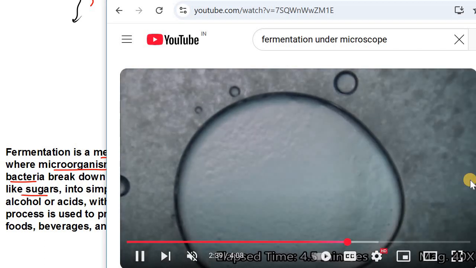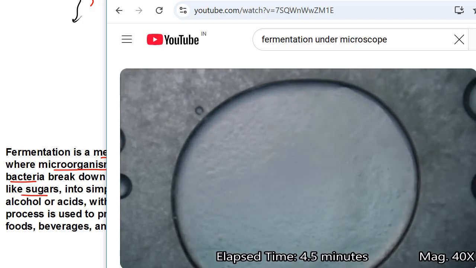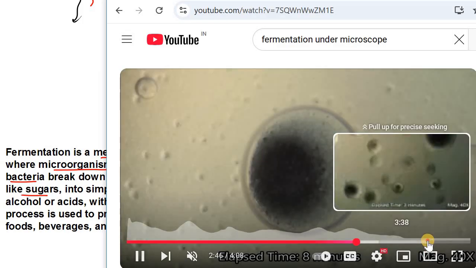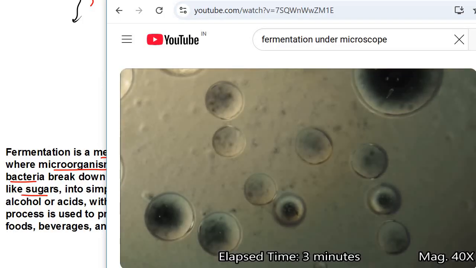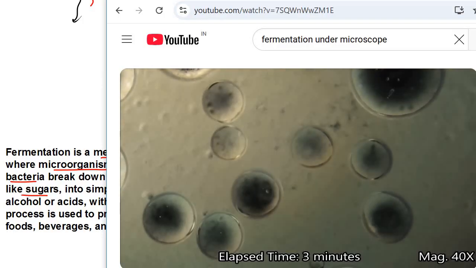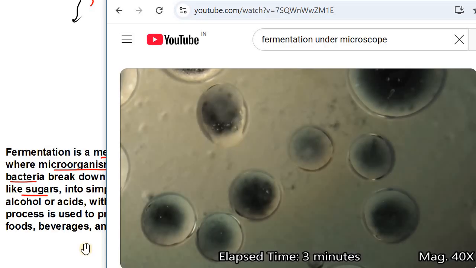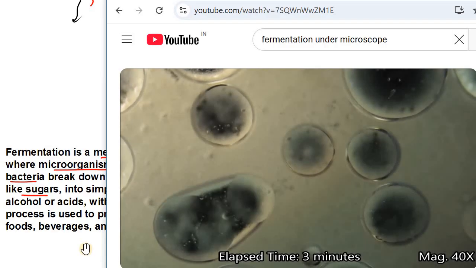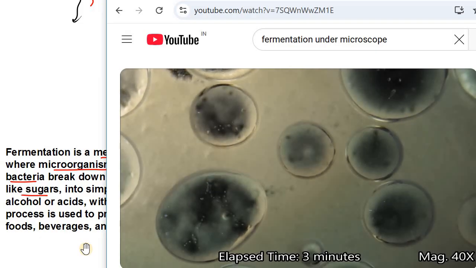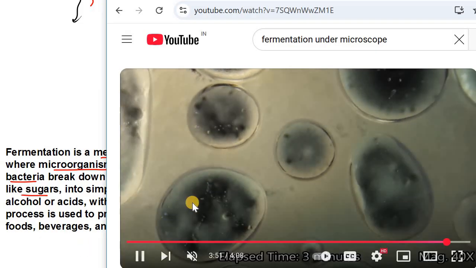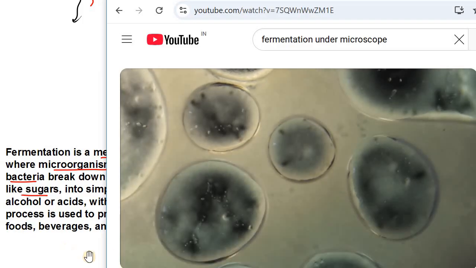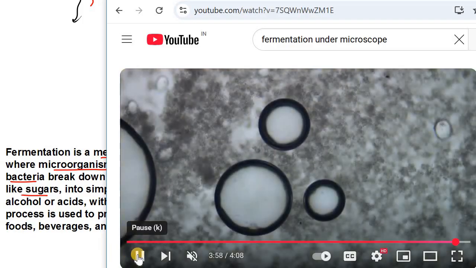So this is effectively yeast fermentation, my dear students. It's an amazing microscopic world when you see it with a microscope. Unfortunately, we can't afford to have this with us, so we are taking the help of people who have done such activities. Okay, so let's proceed then.